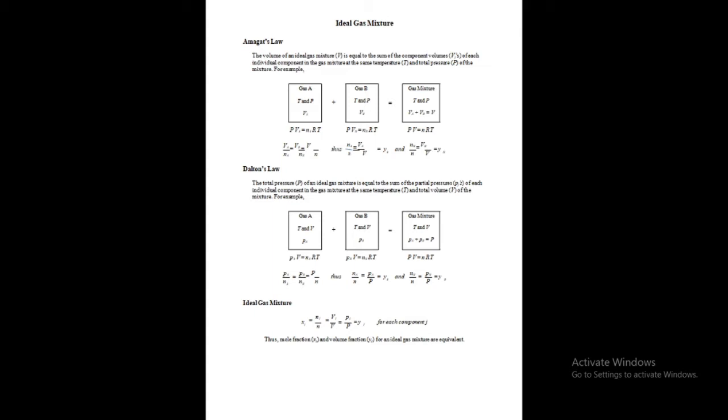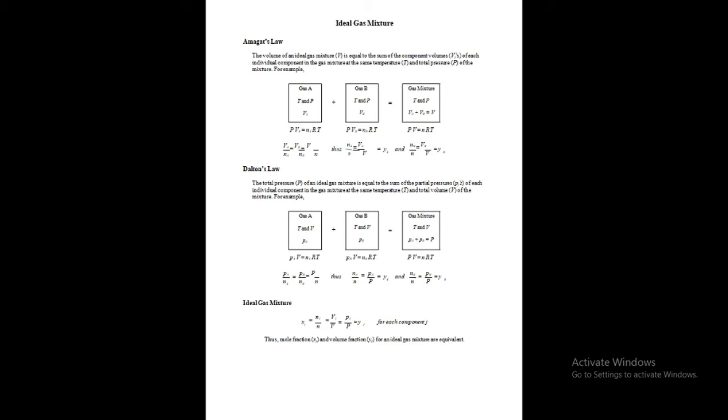So the second one, Dalton's law. State Dalton's law: the total pressure of an ideal gas mixture is equal to the sum of the partial pressures of each individual component in the gas mixture at the same temperature and volume. In this case, pressure is the variable, temperature and volume are constant. What about the number of moles? Number of moles is also a variable. Are you clear?